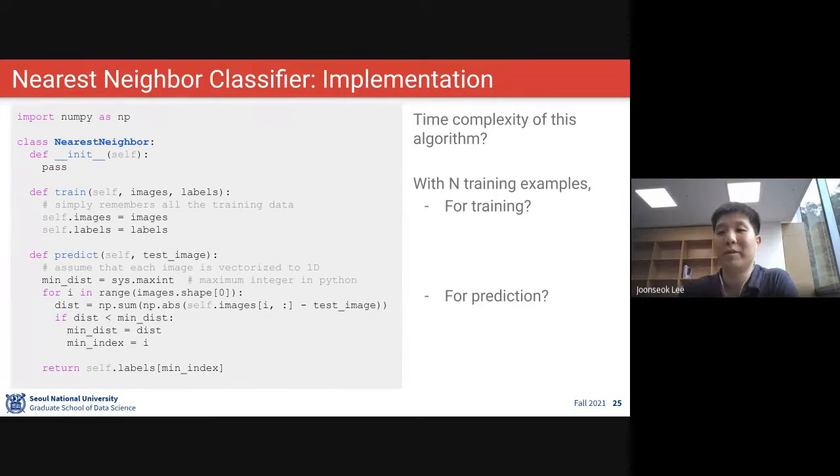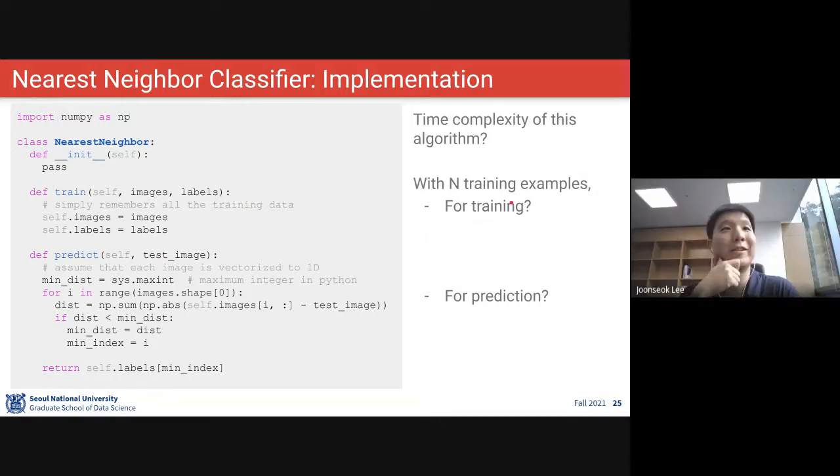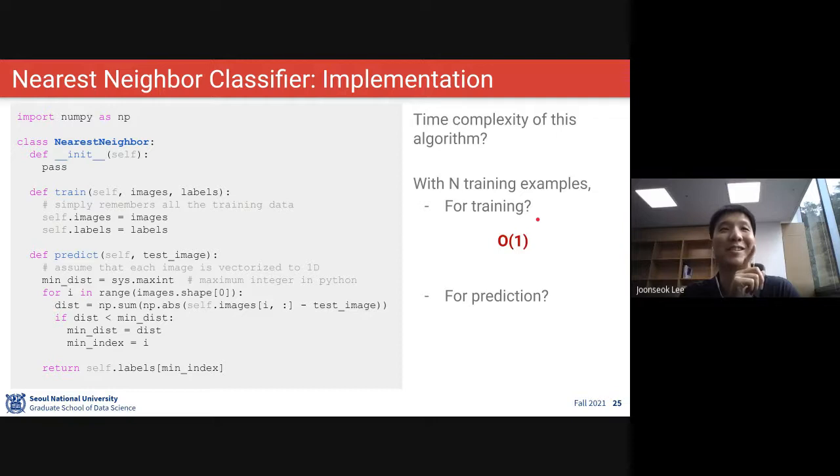Yes, professor. Yes, what is the time complexity for the training? N. Order of N. Why? Yes. Because it goes over the whole images with the for loop. I'm asking the training, not the prediction. Training. Just put the input inside. Mm-hmm. And it's memorizing all images. So, what is the time complexity? Zero. Just one, or zero. Yeah, we say it's one. Oh, one. I think it's zero because we don't do anything.